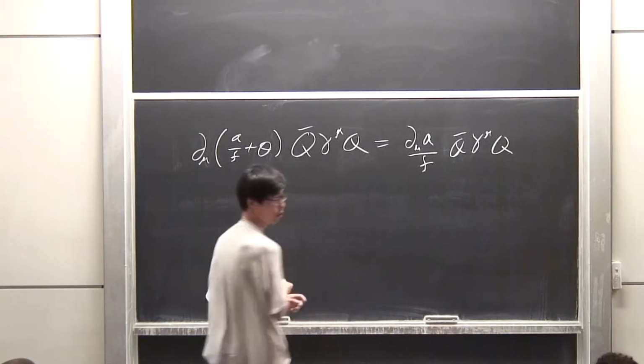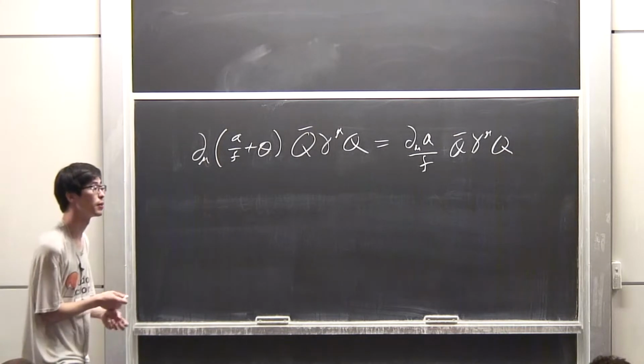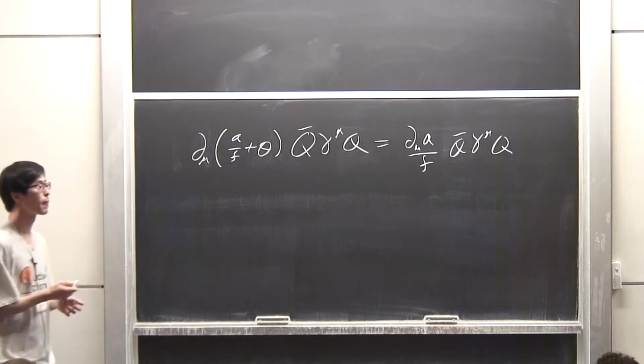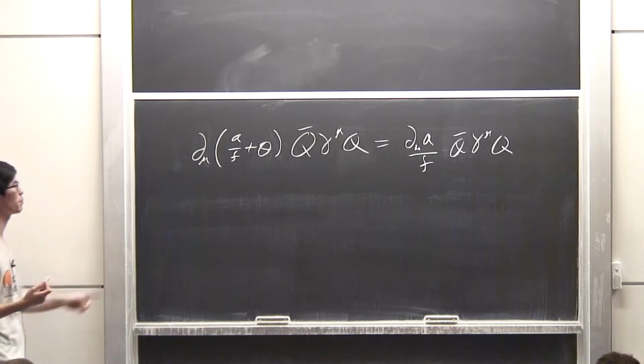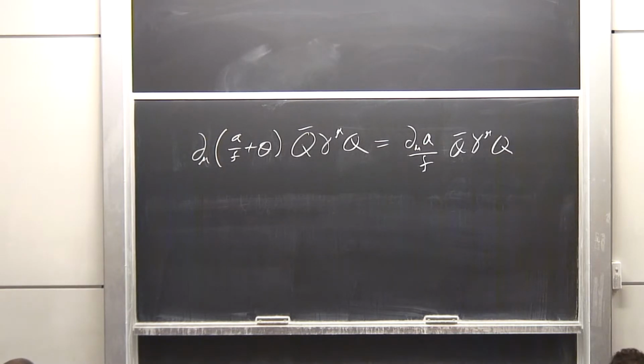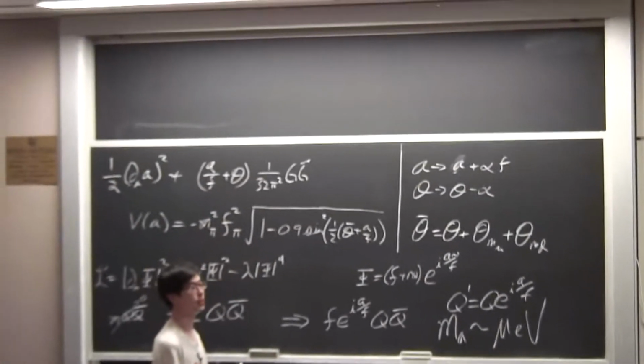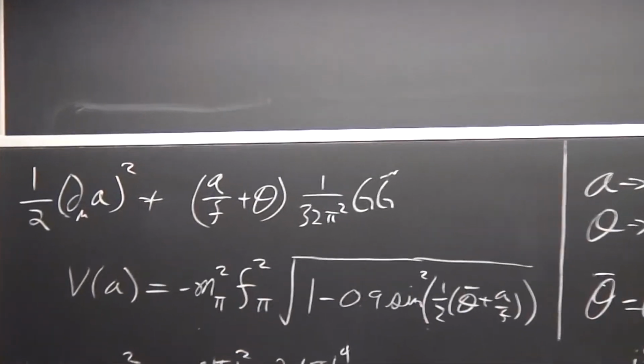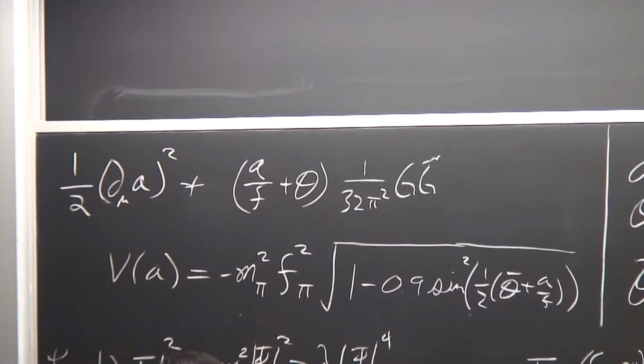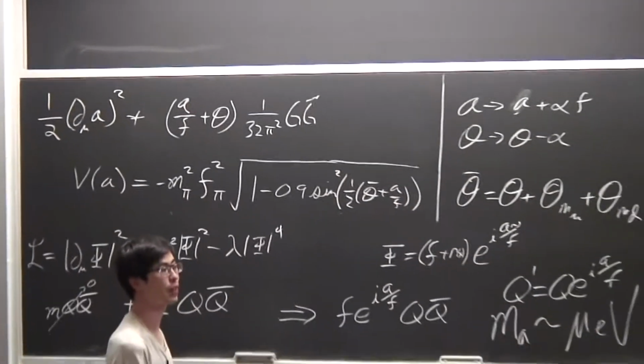And these terms are generated by RG evolution. Yes. It's a dimension 5 term, but you're generating it from another dimension 5 term. Because a over f GG tilde, GG tilde is dimension 4. So when you multiply it by a over f, that's already a dimension 5 operator.